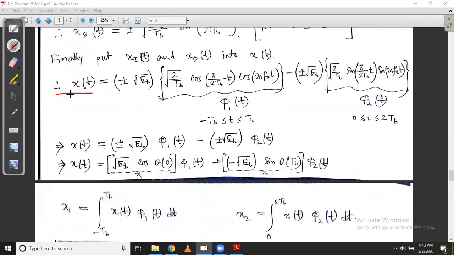So x(t) is equal to, now just put the values of xI(t) and xQ(t). Since some rearrangement is there, this we are taking out, this we are taking out. Root of 2 by TB, some cos term is there. Root of 2 by TB, some sine terms are there. The whole thing is known as basis function. We know this thing. This whole thing is known as basis function, phi 1(t) and phi 2(t).